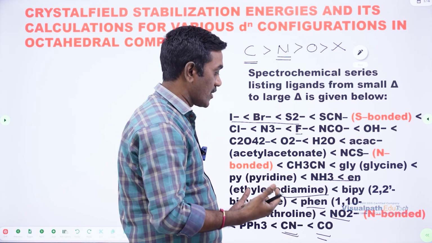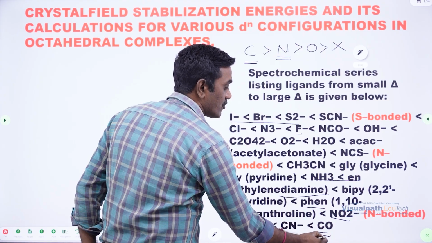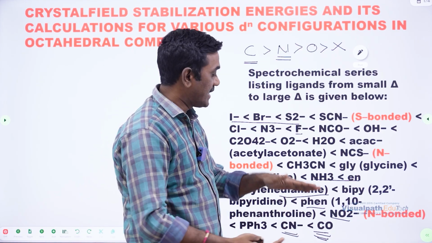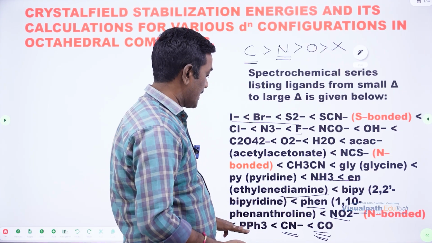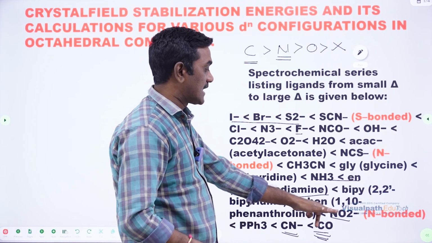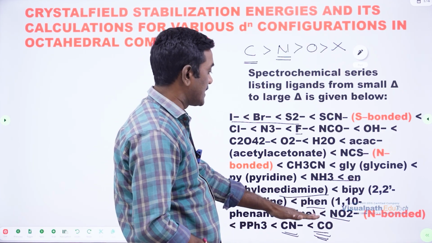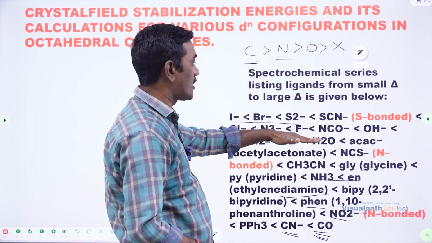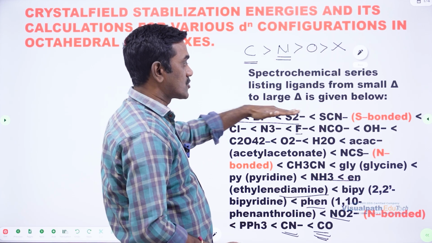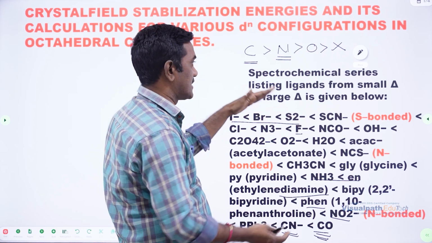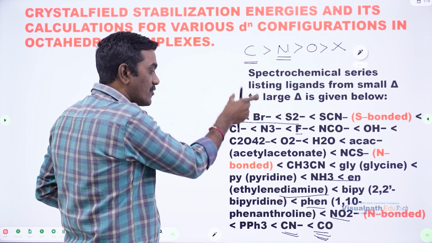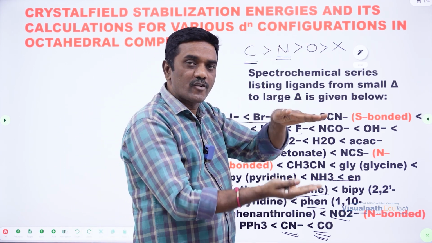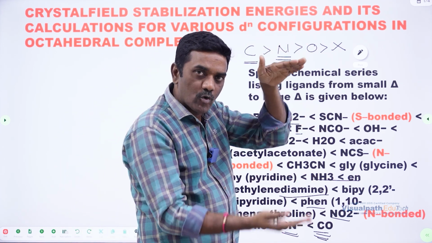So which is the strongest ligand, which gives high splitting? CO. The best splitting will be given by CO, then CN minus, then triphenylphosphine, then the nitro group NO2 minus. Like that we move on to ammonia, then water, then the halogen group elements. Based on this, we can understand which ligand can do high splitting and which can do low splitting. What is the meaning of low splitting and high splitting?